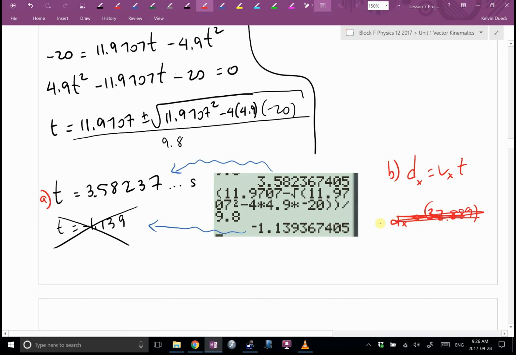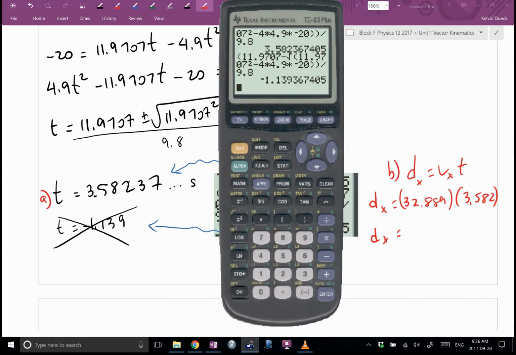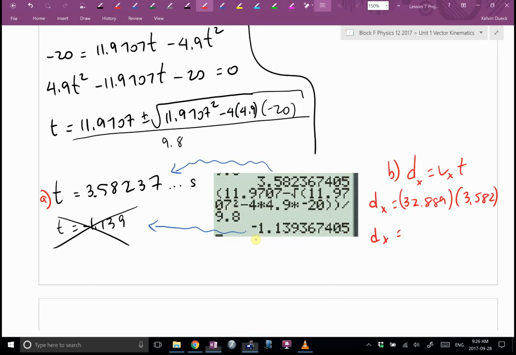32.89. I need a bit more room, Mr. Duke. dx equals 32.889 times 3.582. 32.889 times 3.58237, and I get 118 meters, 117.8, 118 meters.